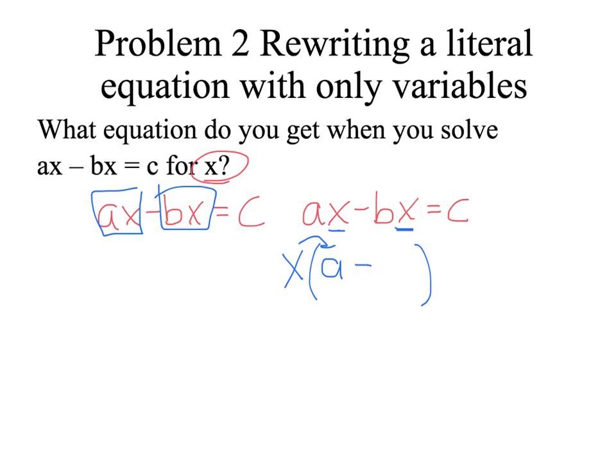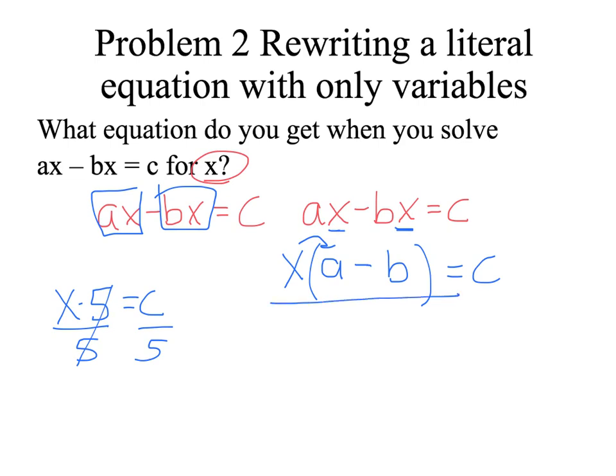And then, from the next piece, if I pulled out an x, all I had left with was the b. So all I have left with, and then on the other side, I just have c. Now, in order to solve this for x, if this was x times 5 equals c, and we wanted to solve it for x, we would divide both sides by 5. So the 5's cancel out. Well, if this is x times a minus b in parentheses, we want to divide both sides by a minus b in parentheses to cancel them out.